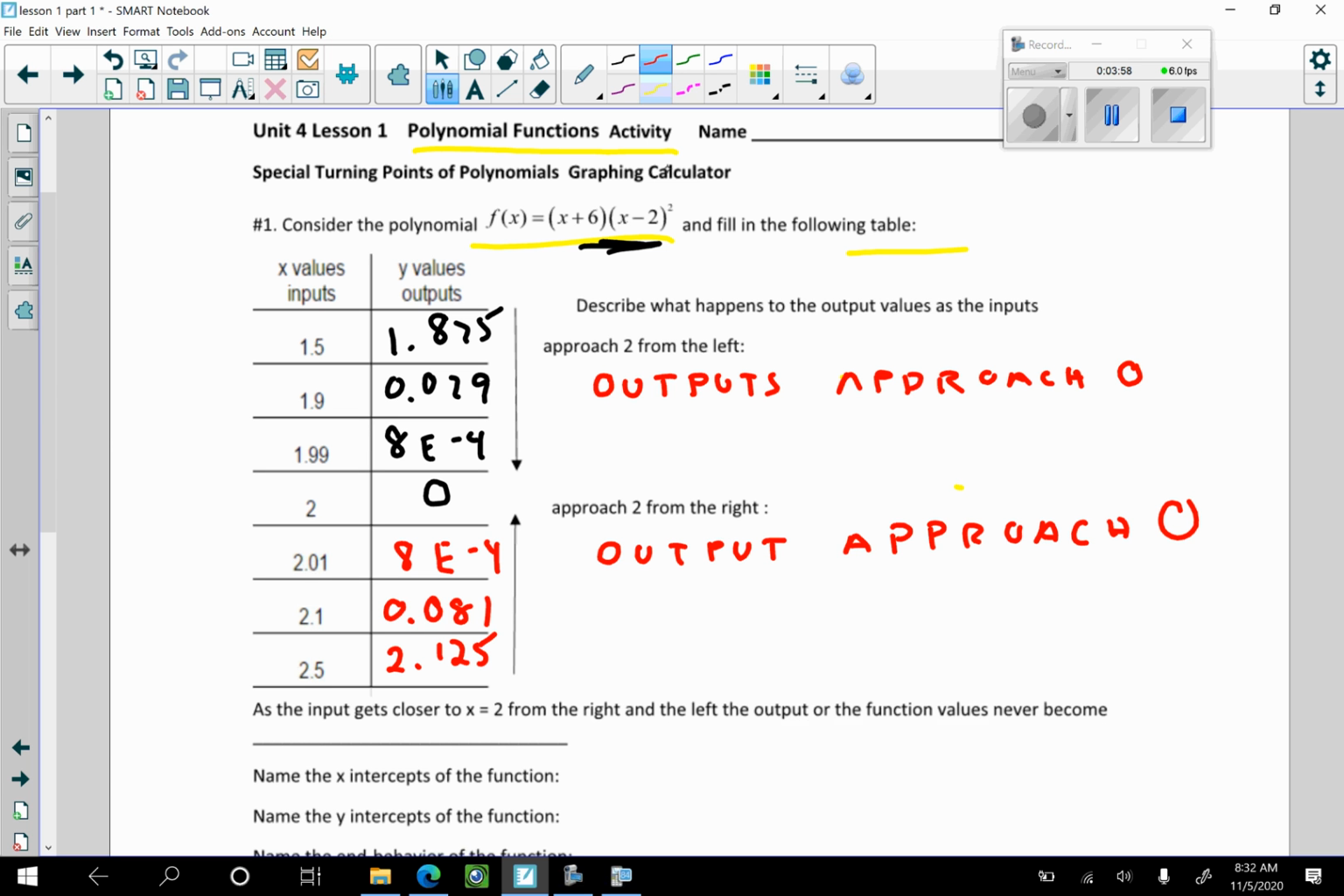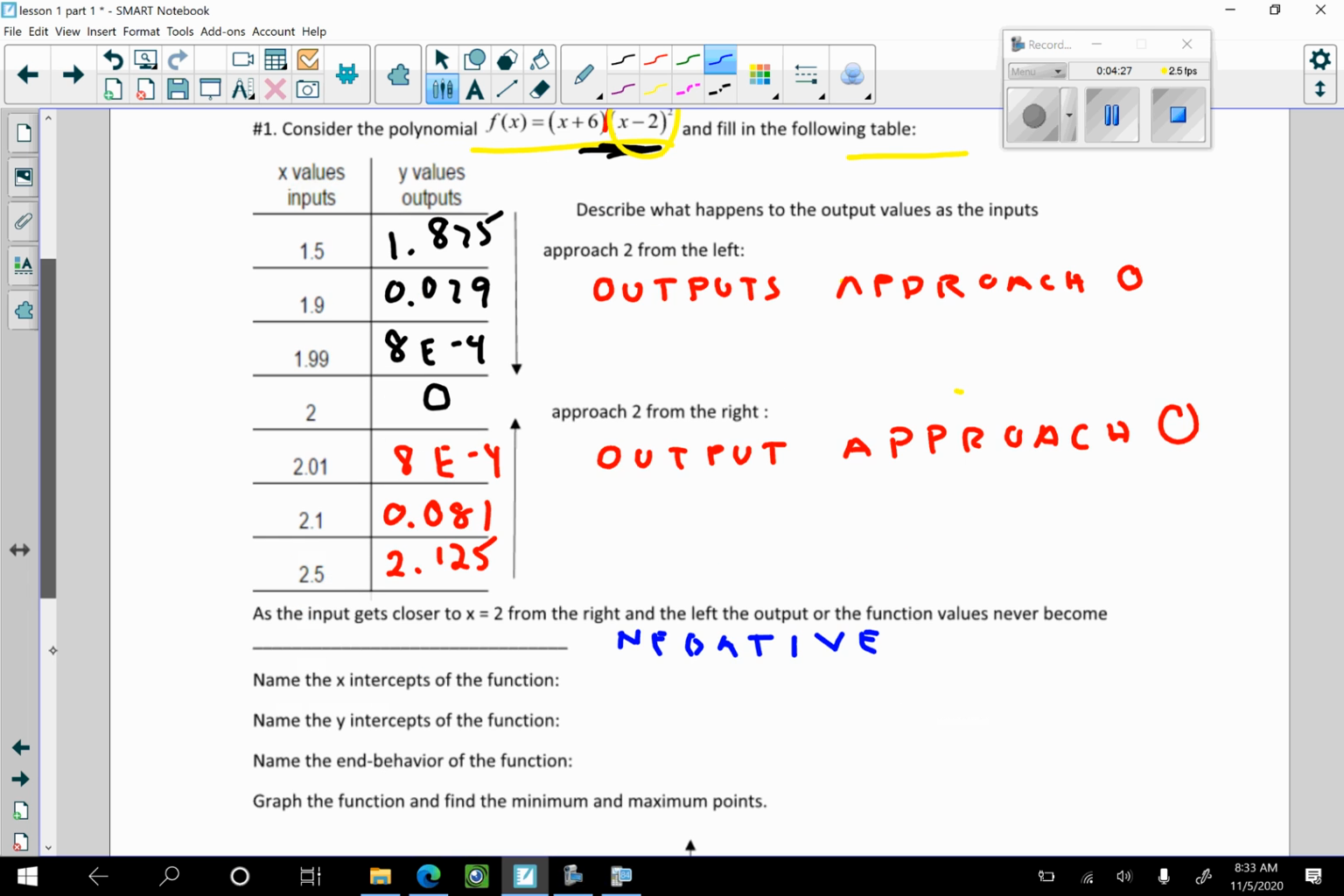Okay, so if I only talk about this guy right here, and that were quadratic, that thing would bounce at x equals 2. And that's exactly what's happening here. As the inputs get close to 2 from the right and the left, the output of the function never becomes negative, right? They're always positive.